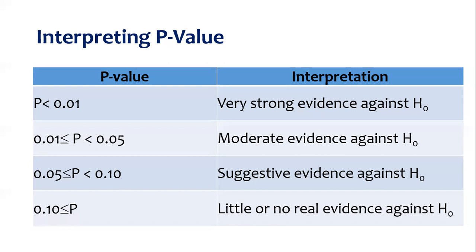of male and female. If it is between 0.05 and 0.1, that means well, there might be some evidence against the null hypothesis, but once it's above 0.1, there is no real evidence against your null hypothesis.